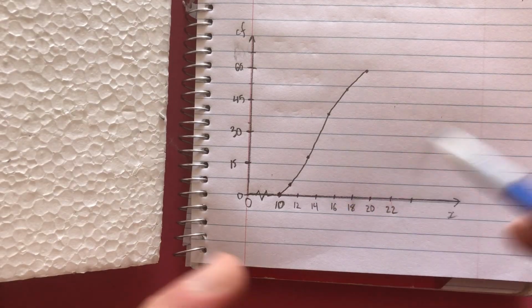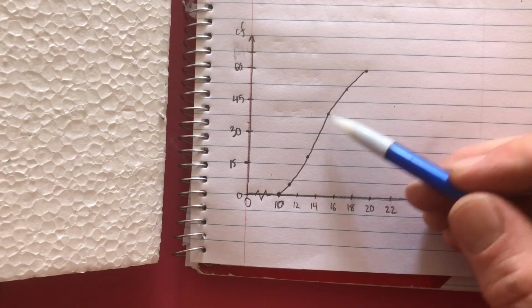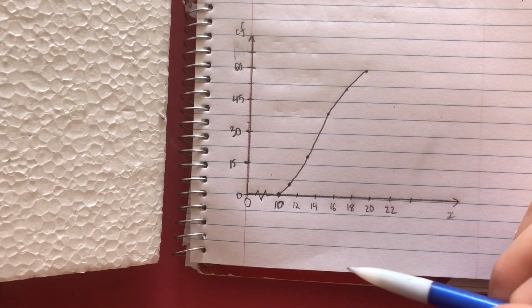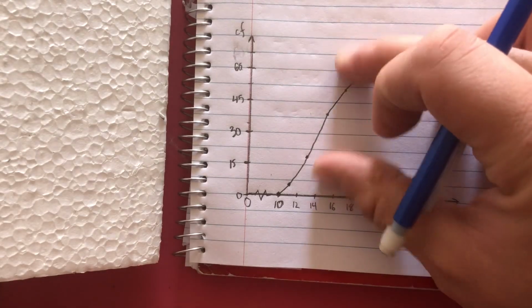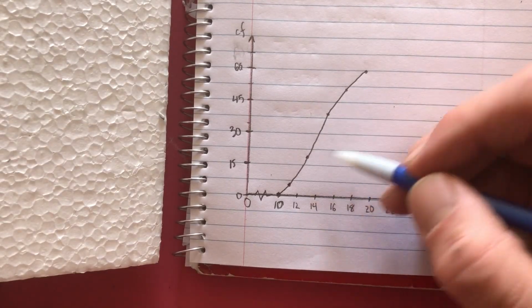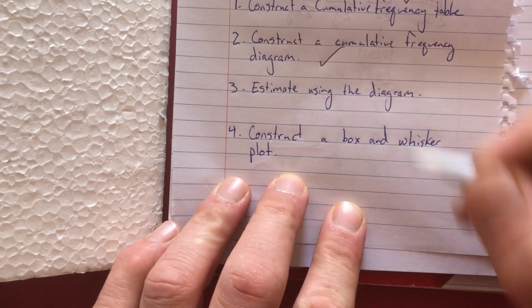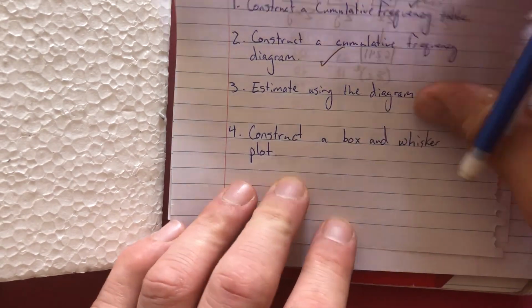Now, these curves will be different shapes. They'll have different steepnesses. It's important not to draw them with a straight line. We can't assume it's a straight line in between any one point. But if we were to zoom in, we would see that it kind of acts like a straight line between those points. Okay, so that's a cumulative frequency graph generated. Done. Next, we're going to estimate using the diagram.